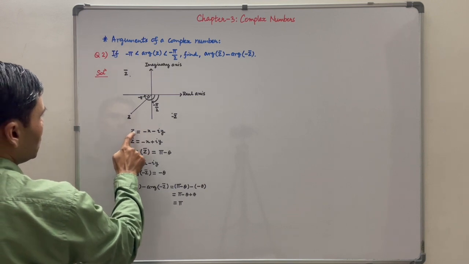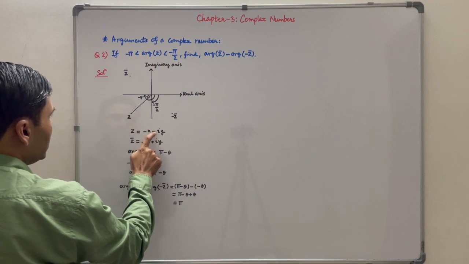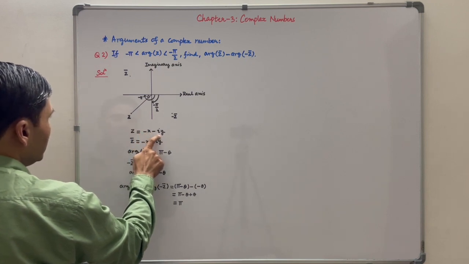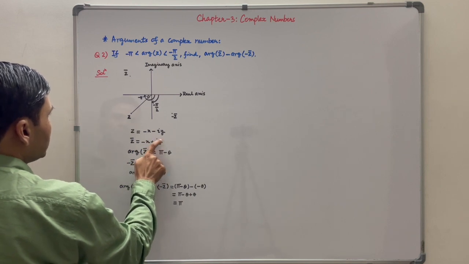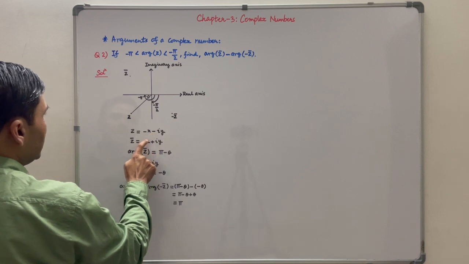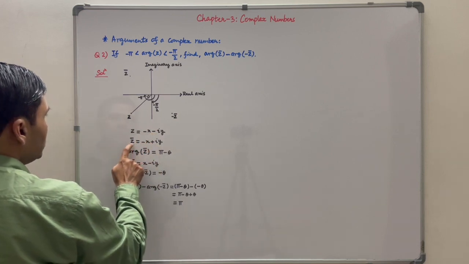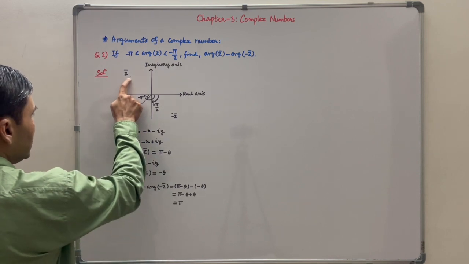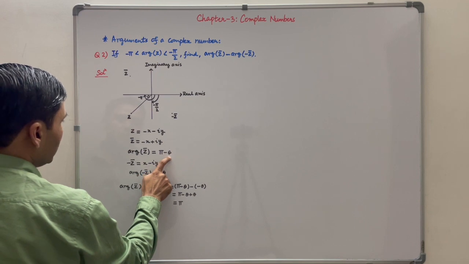Let's say z is equal to minus x minus iy, so that its real and imaginary parts are negative. z bar is equal to minus x plus iy. We just need to change the sign in between real and imaginary parts. Its real part is negative and imaginary part is positive. So z bar lies in the second quadrant. Argument of z bar is equal to pi minus theta.